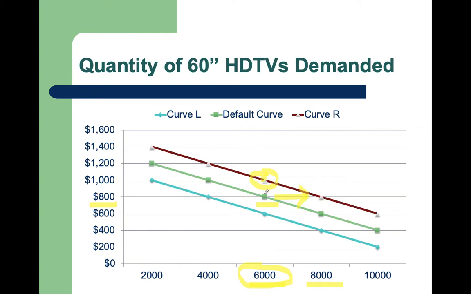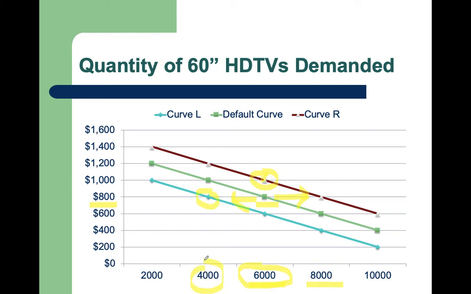And of course, just like in the last one, the opposite is also true. Let's say rather than people's income growing, people's income is shrinking, unemployment is up, wages are down, the stock market is crashing, we would shift from our starting point here to the left to curve L. And now for $800 a piece, we are only going to sell 4,000.